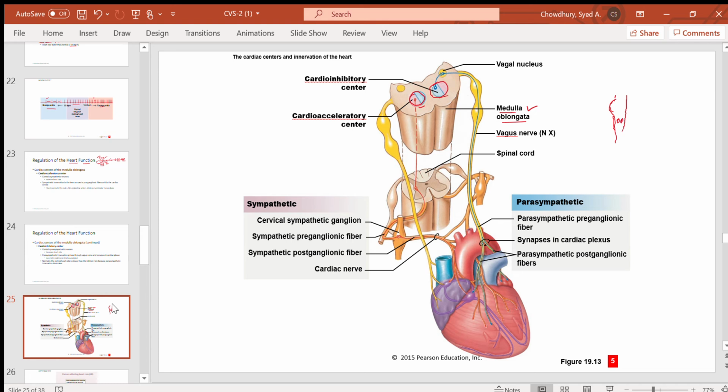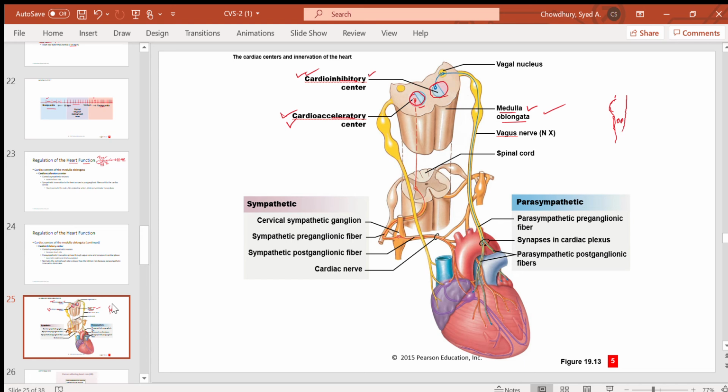And two types of centers, cardio acceleratory center shown by the red color here, and cardio inhibitory. The name is telling you. One will accelerate, work as an accelerator of your car, it will make it faster. Another is inhibitor, like the brake of your car, will slow down, right? So you have both acceleratory as well as inhibitory centers in the medulla oblongata.